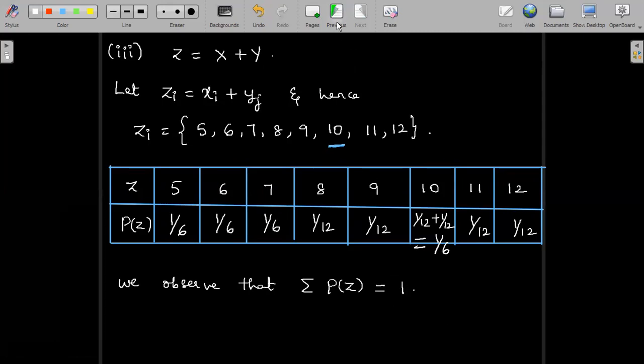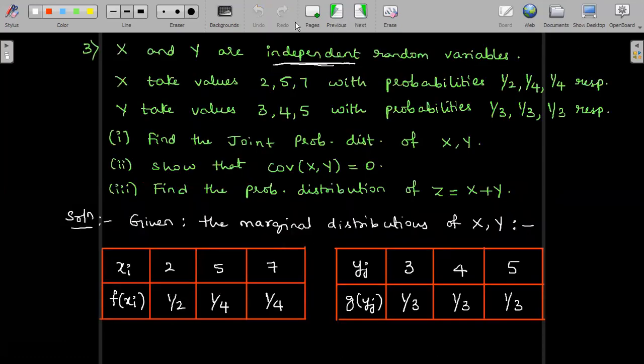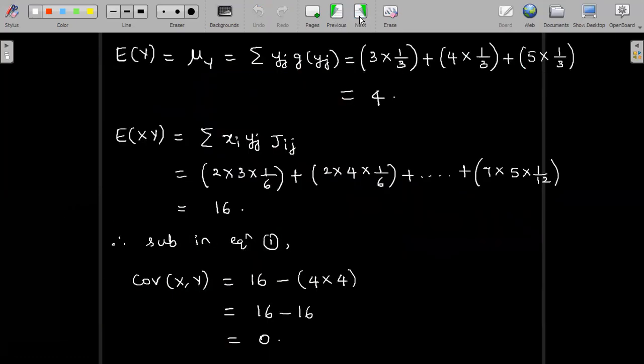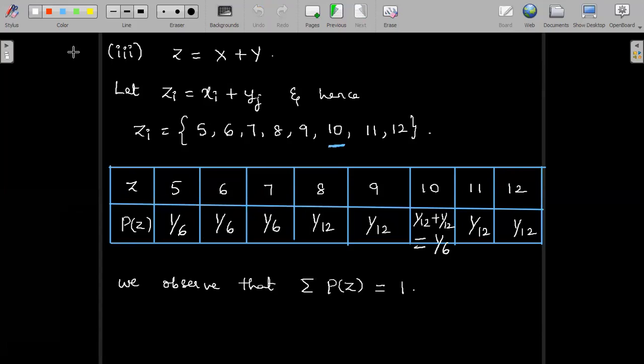So this was the third problem for us, wherein the marginal values were given. Keeping that, we had to obtain the joint probability distribution, obtain covariance, followed by the probability distribution for z is equal to x plus y. We'll see the fourth question now.